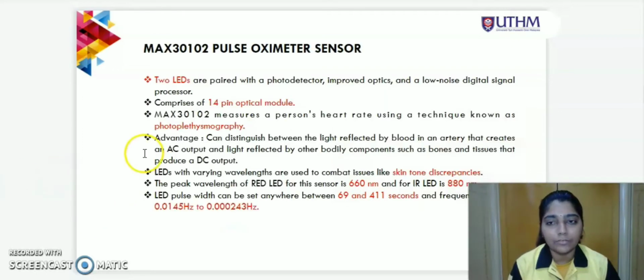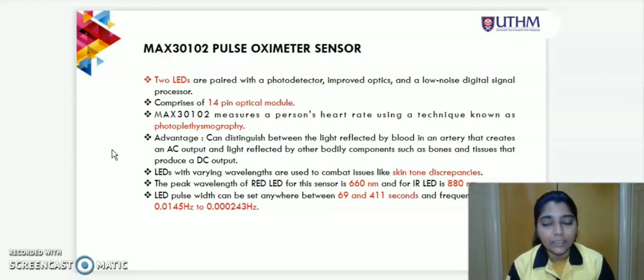Next, I would like to explain in detail my sensor, which is the MAX30102 pulse oximeter sensor. This sensor consists of two LEDs that are paired with a photodetector to improve optics, and it has a low-noise digital signal processor. This sensor consists of 14 pins, and its function is to measure a person's heart rate using a technique known as photoplethysmography, PPG.